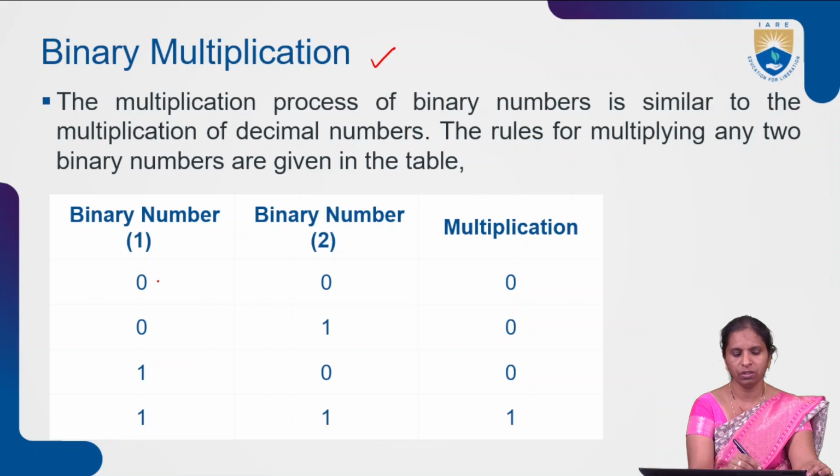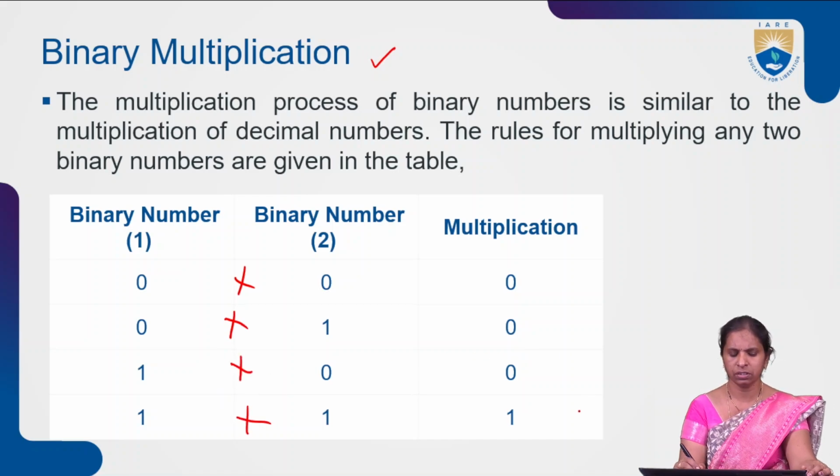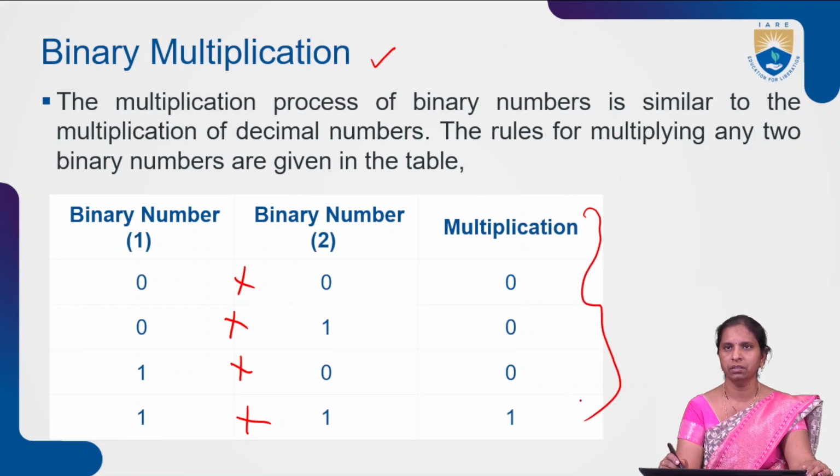For example, you want to multiply these two. Then 0 into 0 equals 0. Then 0 into 1 equals 0. 1 into 0 equals 0. And 1 into 1 equals 1. Therefore, these are the rules when you perform the multiplication for binary numbers.